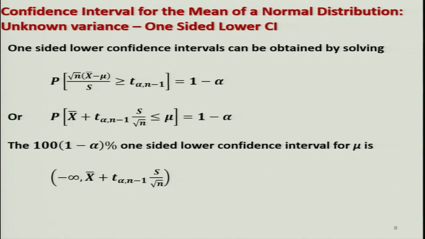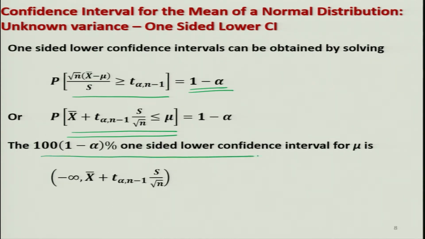And similarly, you can also obtain the one-sided lower confidence interval by solving the condition that the probability that square root of n (x bar minus mu) upon S is greater than or equal to t alpha with n minus 1 degrees of freedom is equal to 1 minus alpha. And if you simply try to solve it, you get here mu is less than or equal to x bar plus t alpha, n minus 1, S by root n. So, the 100(1 minus alpha)% one-sided lower confidence interval for mu is the region from minus infinity to x bar plus t alpha with n minus 1 degrees of freedom into S by root n.